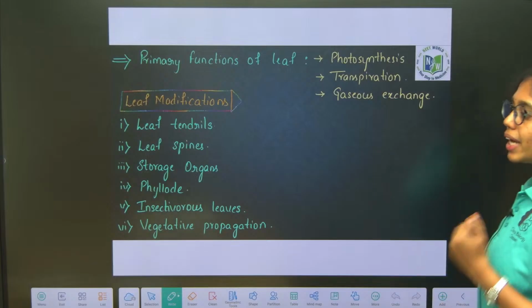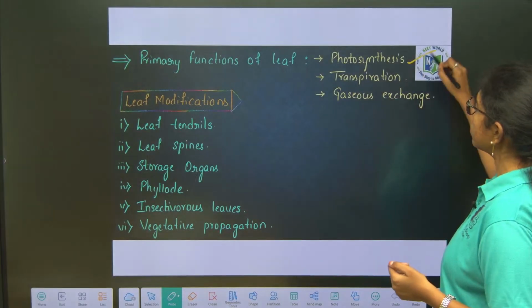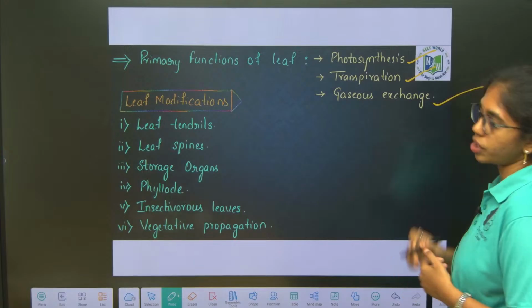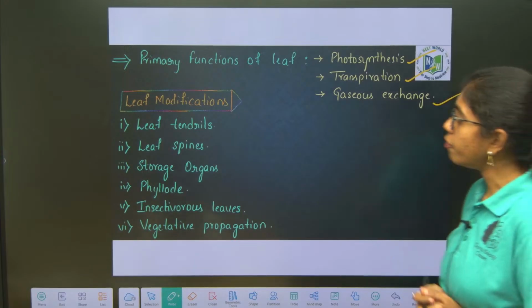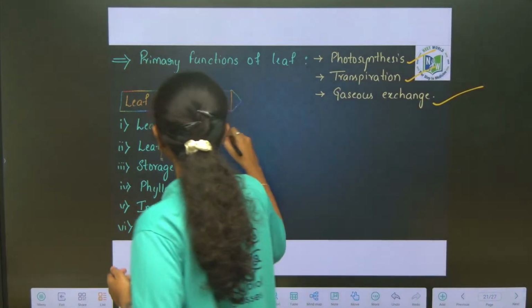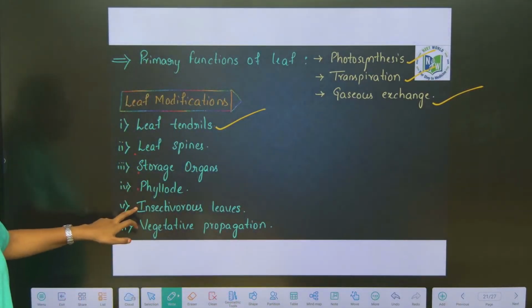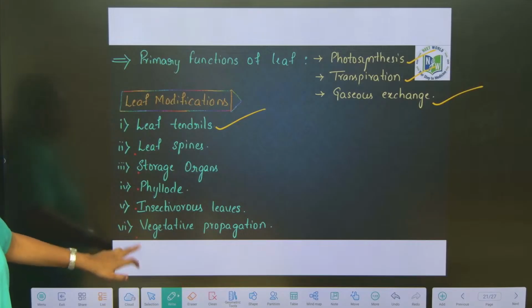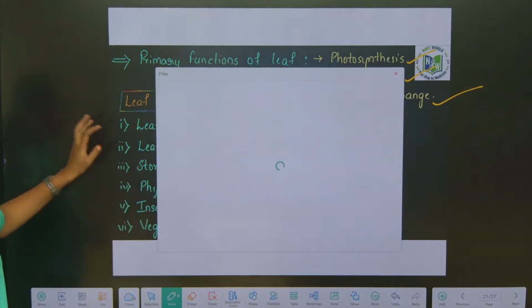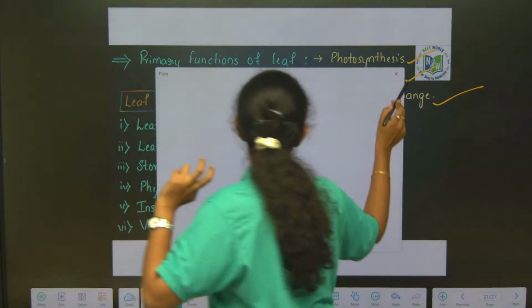Primary function of any leaf includes what? Photosynthesis, transpiration and gaseous exchange. Okay, leaf modifications include leaf tendrils, leaf spines, storage organs, phyllodes, insectivorous leaves and vegetative propagation. These are the different leaf modifications.